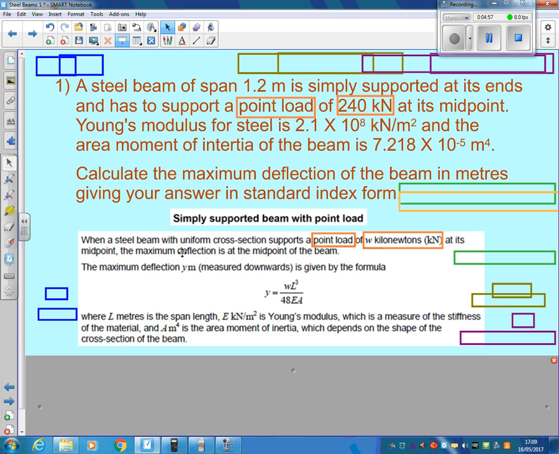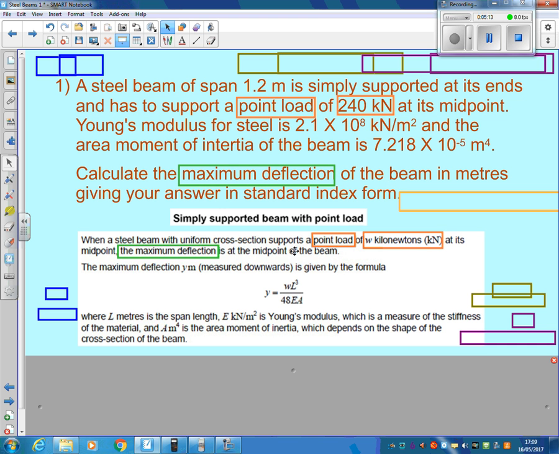Then let's look at the next bit. We're talking about the maximum deflection. Okay, so the maximum deflection, that's your y value, and then we're trying to find our maximum deflection there. So those two go together. Then we're looking at the next thing. Okay, we're talking about the span.